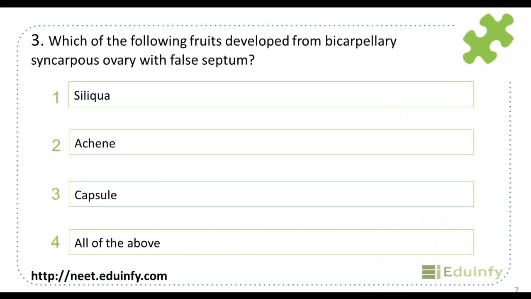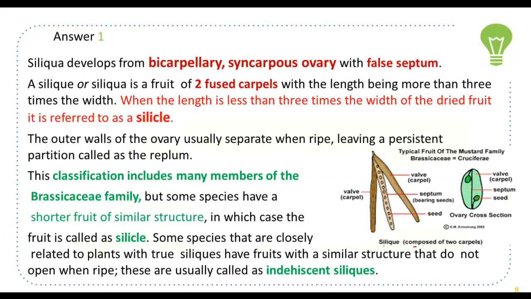Next question. Which of the following fruits develop from bicarpellary syncarpous ovary with false septum? Siliqua, achene, capsule, all of the above. Here the answer is siliqua. Siliqua is composed of two carpels. Siliqua develops from bicarpellary syncarpous ovary and it has false septum. This fruit has two fused carpels.